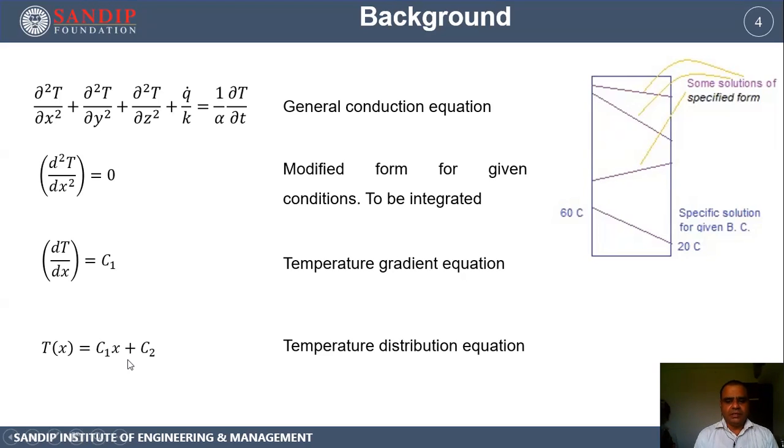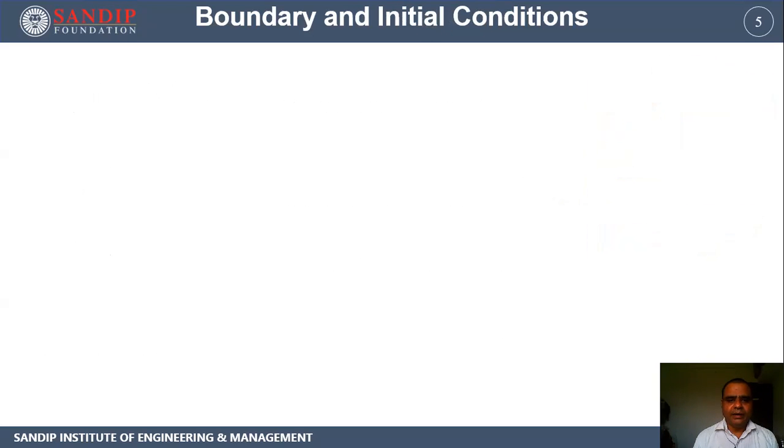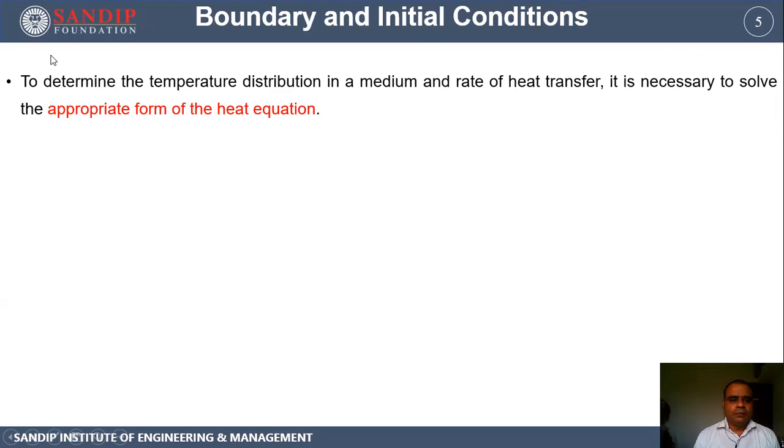So the first task is to write down the mathematical expression for the boundary conditions, and that's why we are expected to write down the boundary conditions and use them in the process of finding the solution. So let us have some more idea about this. To determine the temperature distribution in the medium and the rate of heat transfer, it is necessary to solve the appropriate form of the heat equation. Already I explained that in the last slide.